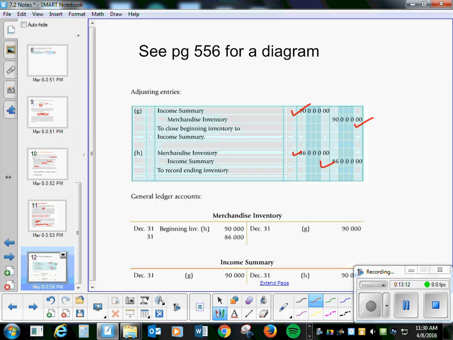And this is what your general ledger accounts would look like. So now you have both methods, and whatever the textbook wants you to do, you have something to go back and refer to.